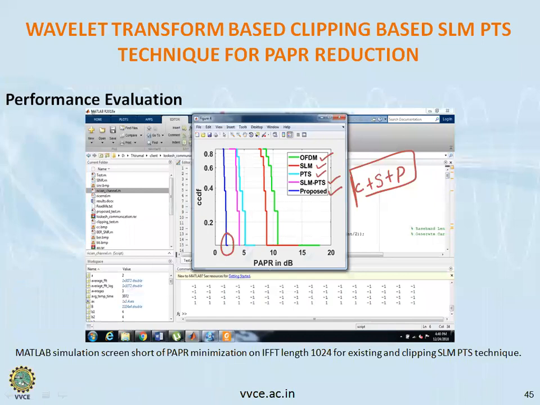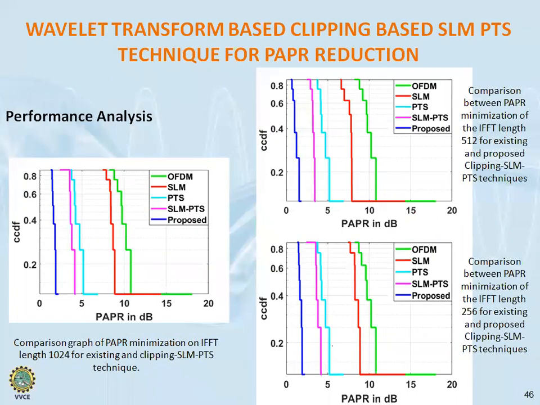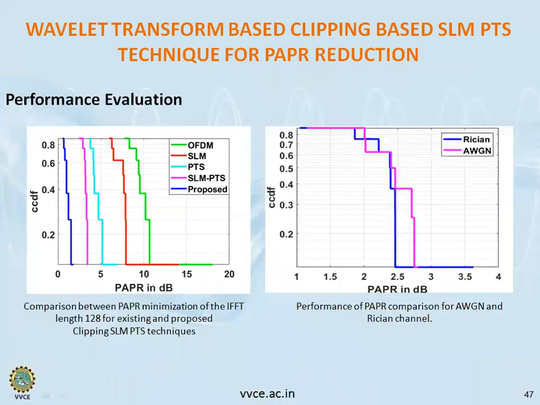From all these techniques, when we compare PAPR versus the complementary cumulative distribution function, we can say that it has a very low value. This is for 1024 constellations, and next we have 512 constellations and 256 constellations. Therefore, in all the cases, we are able to get a reduction in the PAPR. This is again for 128 constellations, and here we can see the comparison between the Rayleigh channel and the additive white Gaussian noise. We can say that Rayleigh noise is highly sensitive. In that type of channel too, we are able to get a reduction in the PAPR. That has happened because of the combination of SLM, PTS, and clipping.